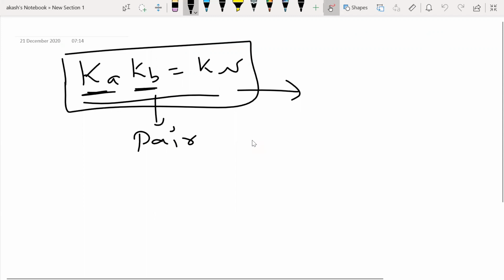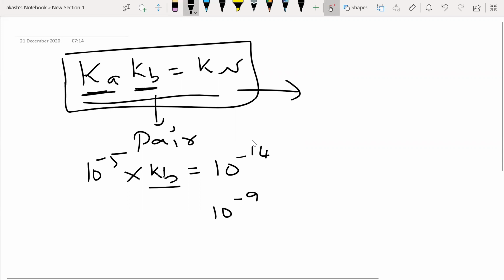Okay, this is how questions will be asked, guys. That's why I told you to remember the Kw value. So now Ka value is given, 10 to the power minus 5. Now Kb value I have to find. I don't know. And what is the Kw value? 10 to the power minus 14. That's it. So what will be the answer? Kb will be 10 to the power minus 9. That's the answer. I hope you understood the importance of this equation. Okay. Next question.